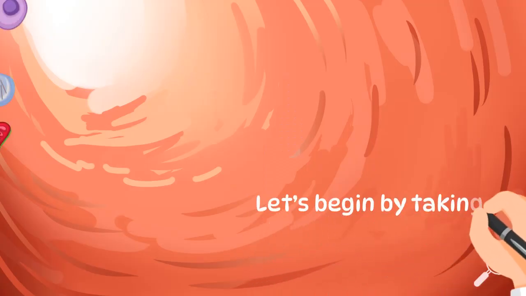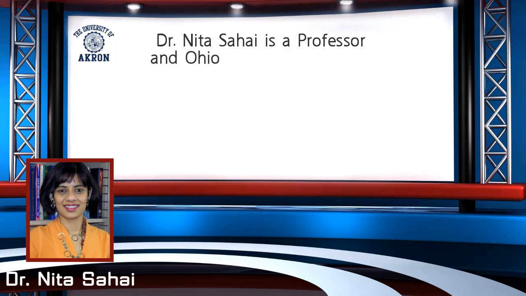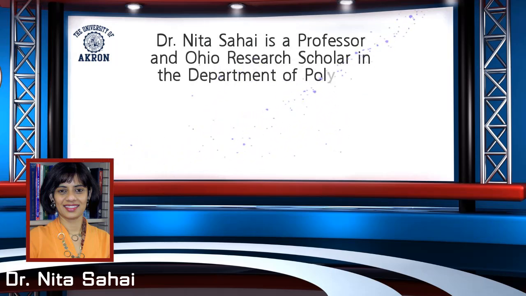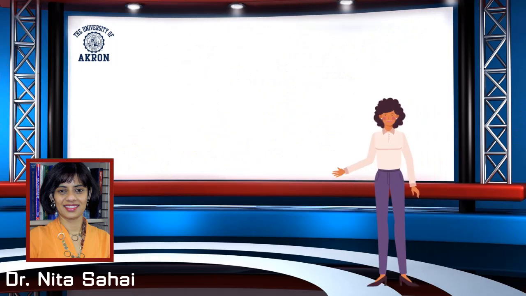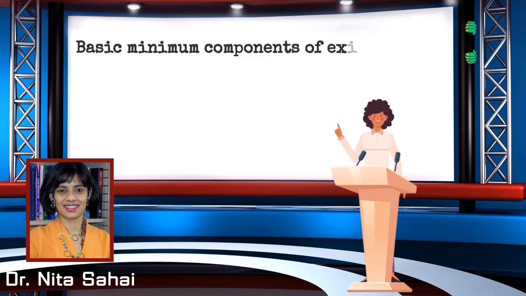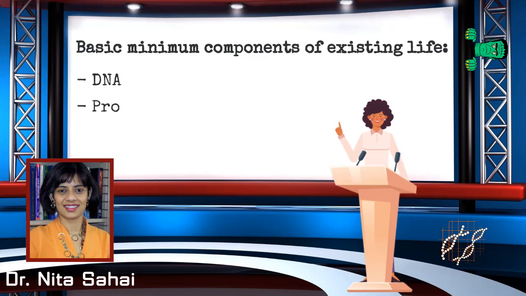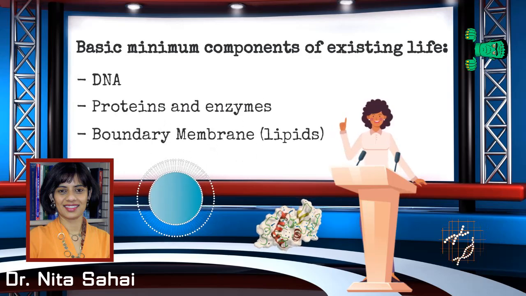Let's begin by taking a look at some of a cell's basic components. Dr. Nita Sahai is a professor and Ohio research scholar in the Department of Polymer Science and Polymer Engineering at the University of Akron. She gave a detailed lecture called The Origins of Life, From Geochemistry to Biochemistry, in 2014. In it, she described the basic minimum components of existing life, and these are heritable, mutable genes which are found in DNA, metabolic cycles which are proteins and enzymes, and a boundary membrane we call lipids.